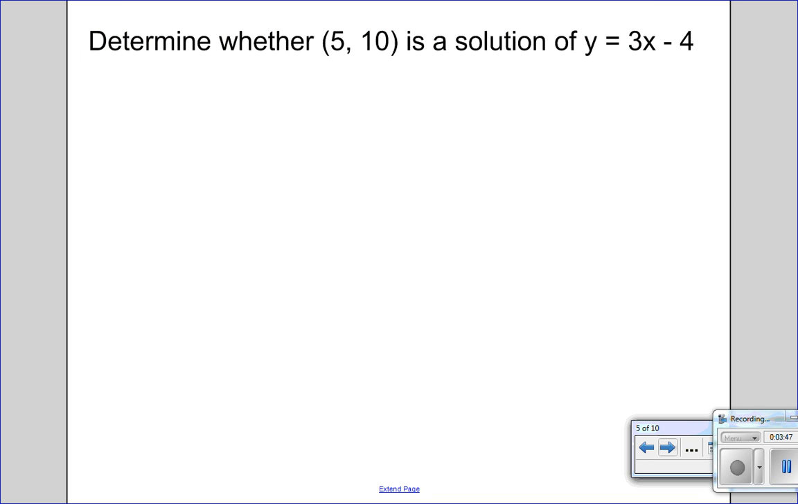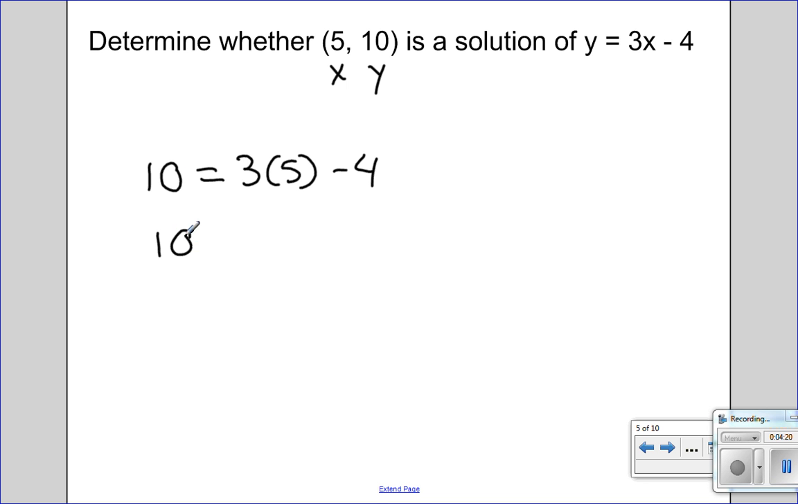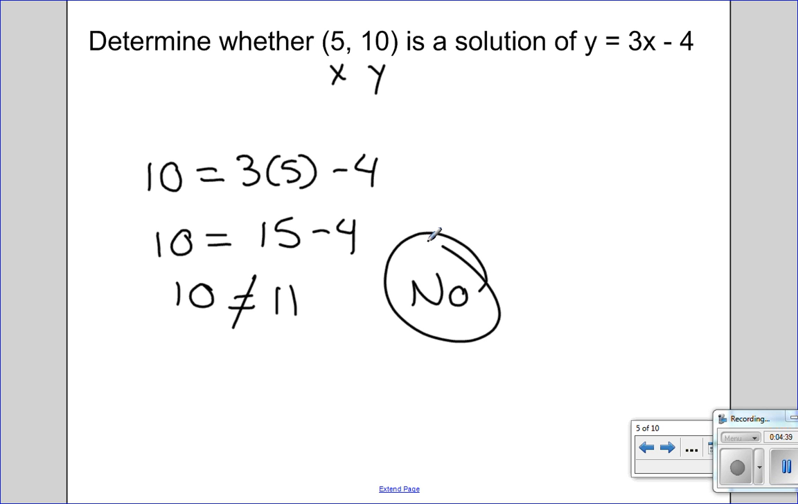Try this one. Determine whether (5, 10) is a solution of y = 3x - 4. So remember, 5 is my x-coordinate, 10 is my y-coordinate. So I plug it in for my x and y over here. So y equals 10, so it's 10 equals 3 times 5 minus 4. Bring down the 10 equals 3 times 5 is 15 minus 4. 15 minus 4 is 11. So it says 10 equals 11. Since that is not true, they are not equal, the answer is no, this is not a solution. Okay, it's only a solution when the left side equals the right side in the end.